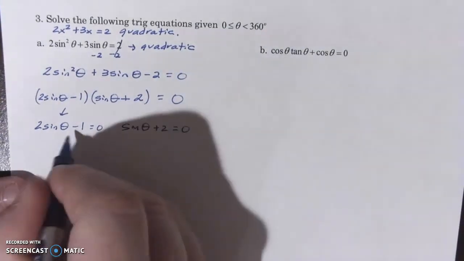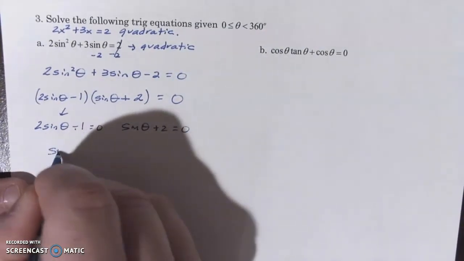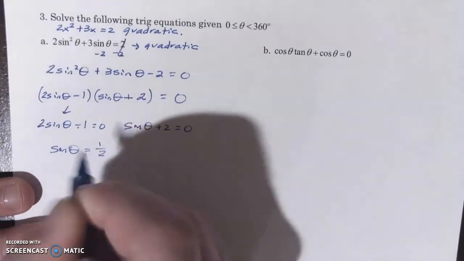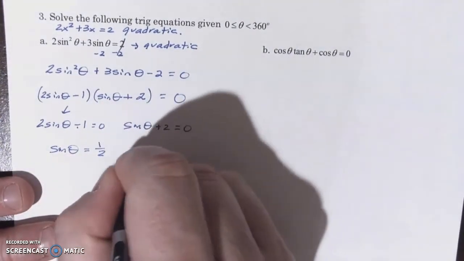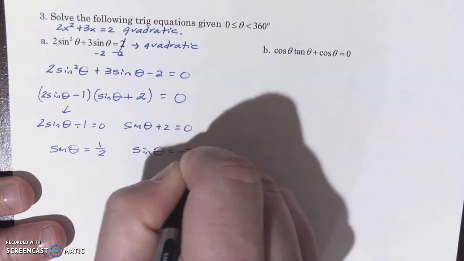Let's get the sine theta by itself. We add 1, we divide by 2. We get sine theta equals 1/2. We'll solve that in a minute. Subtract 2, we'll get sine theta equals -2.